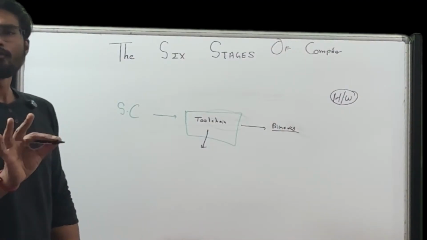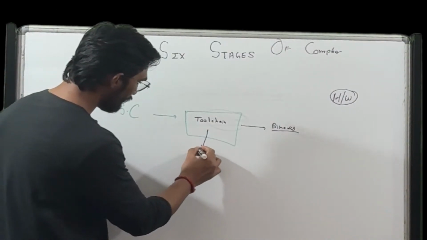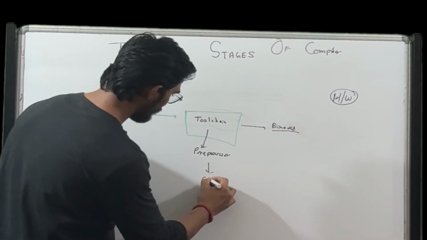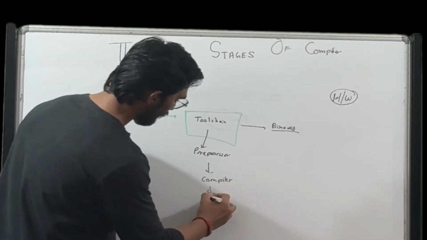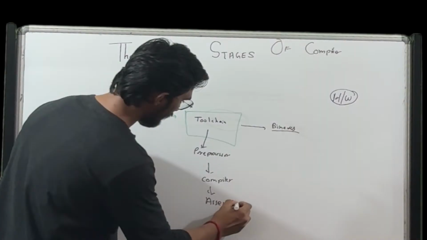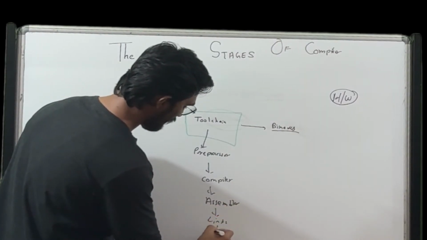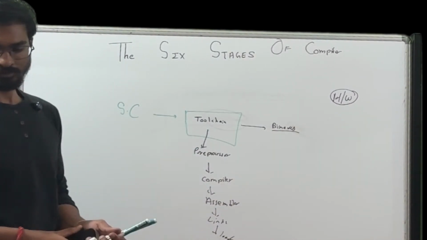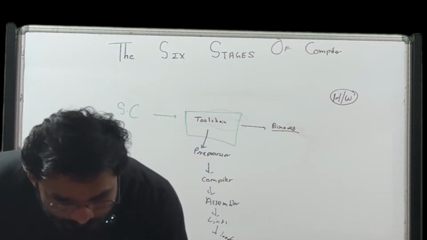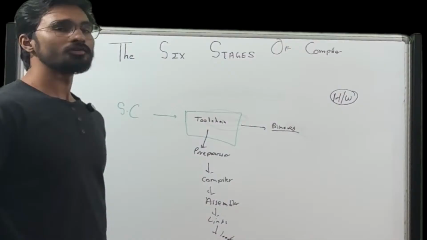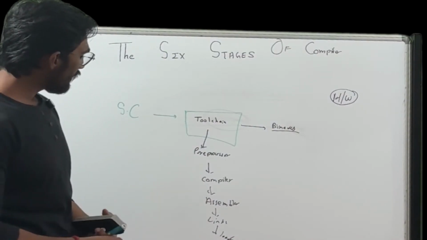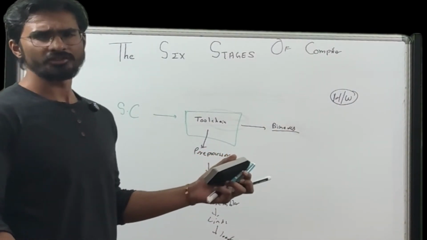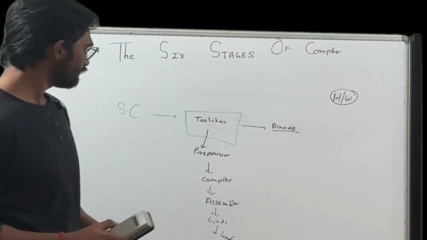This toolchain consists of 4 important components. First is preprocessor, second is compiler, third is assembler, and then linker, and then loader. These are the complete stages of a toolchain. But now the question arises, why do we need all these steps? That I already discussed in my previous video, whose link I have provided in the description. You can go and watch it.